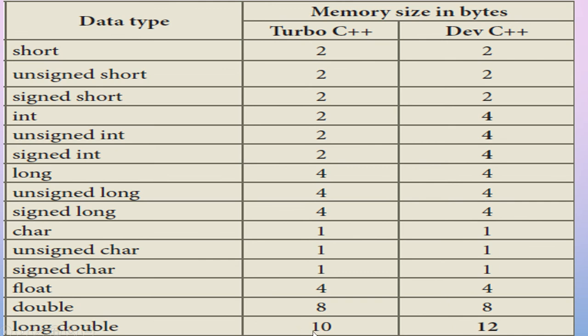In long double, 10 bytes for Turbo C++, and in Dev C++ 12 bytes are allotted here. So there are many compilers and many IDEs to run C++ code, and for each compiler, the memory size for each data type is allocated accordingly. Okay, so the size of integer is 2 in Turbo C++ but 4 in Dev C++. The others are almost the same except long double. Long double is 10 in Turbo C++ and 12 in Dev C++.